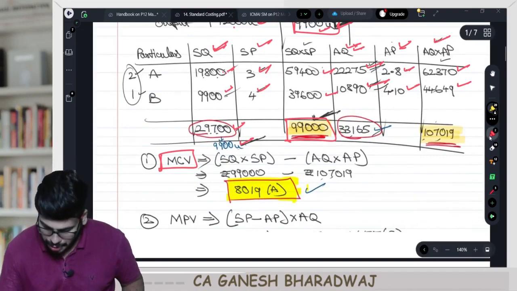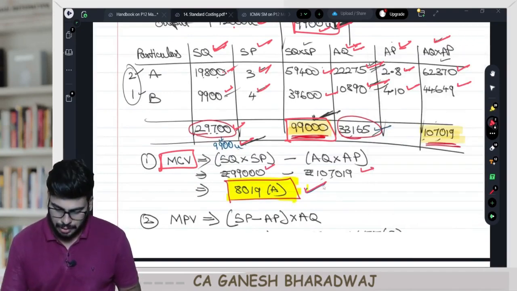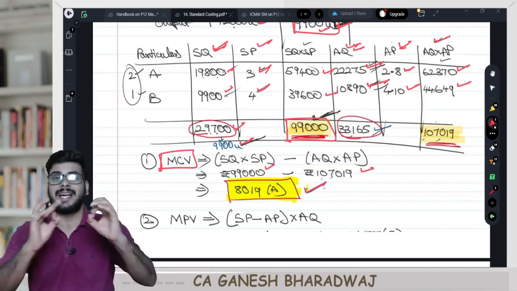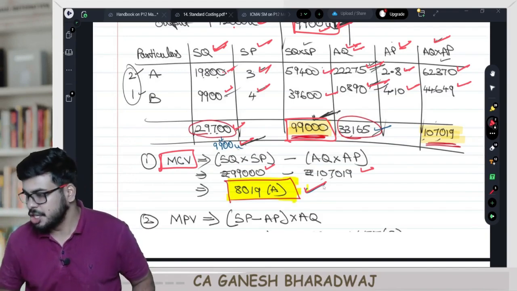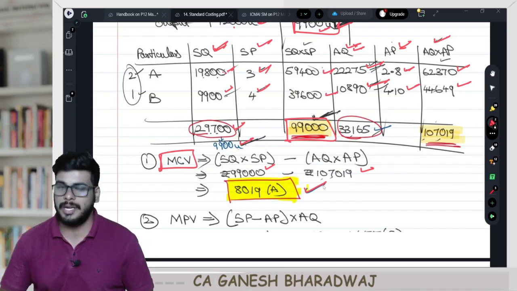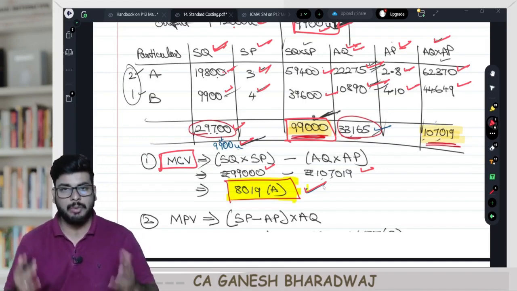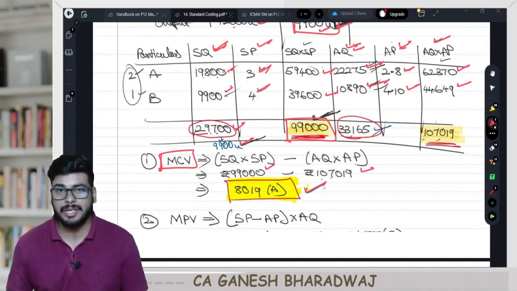1,07,019 rupees. So what you do here, 99,000 minus 1,07,019, basically you get 8019 as adverse variance. This is your overall material cost variance. You have incurred an extra material cost to the tune of 8,019. Are you clear with this, guys? Now, if I leave it here, is it enough? No, I need to further deep dive and find out the reasons for this.